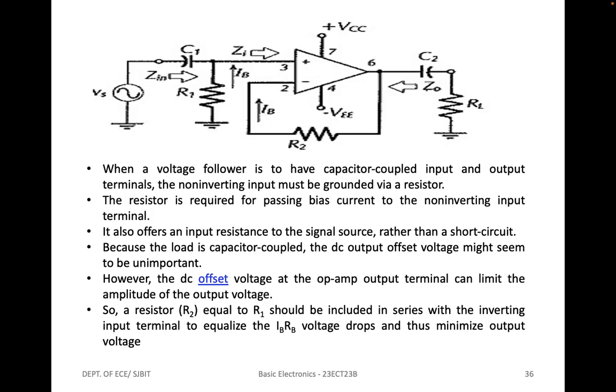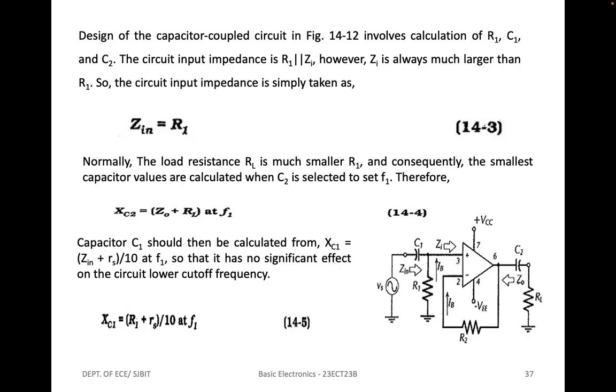So this is the discussion about the circuit. The design of the capacitor coupled circuit involves the calculation of R1, C1 and C2. The circuit input impedance is R1 in parallel with ZI. However, ZI is always much larger than R1, so the circuit input impedance is simply taken as Zin equal to R1. Normally, the load resistance RL is much smaller than R1, and consequently the smallest capacitor values are calculated when C2 is selected to set F1. Therefore, XC2 is written as Z0 plus RL at F1. Capacitor C1 should then be calculated from XC1 equal to (Zin plus RS) by 10 at F1, so that it has no significant effect on the circuit lower cutoff frequency.